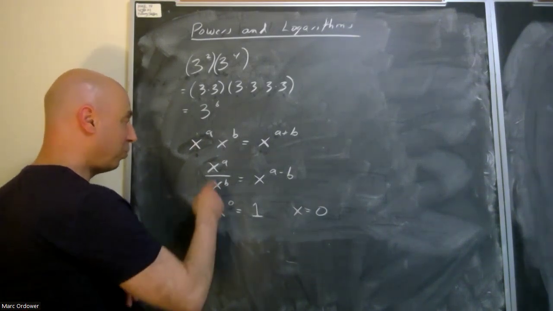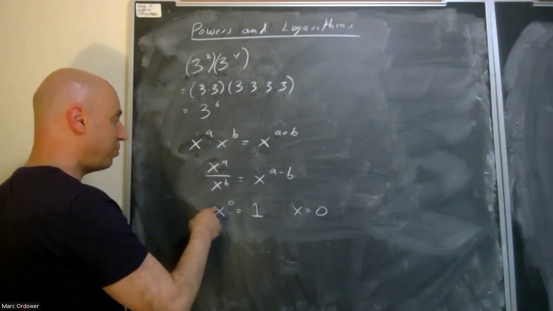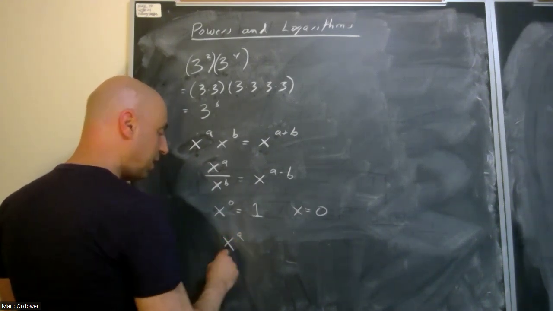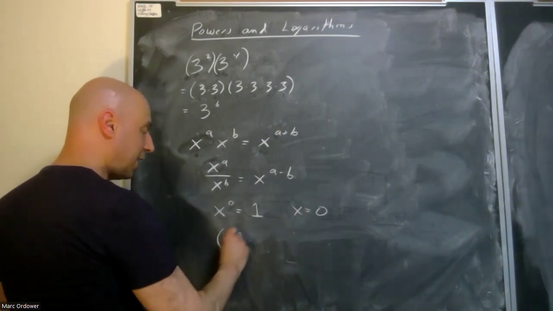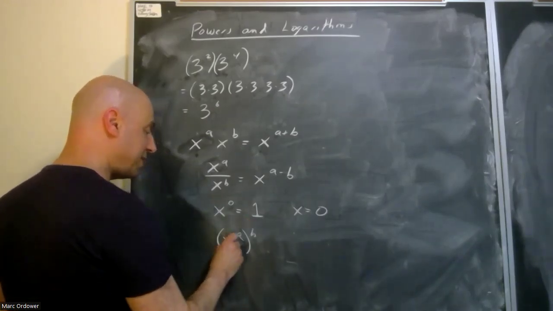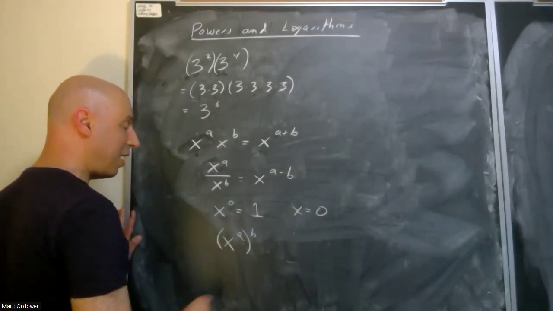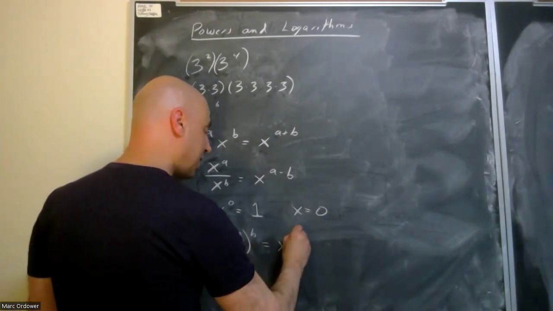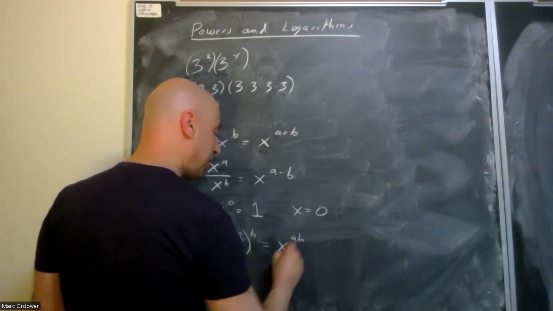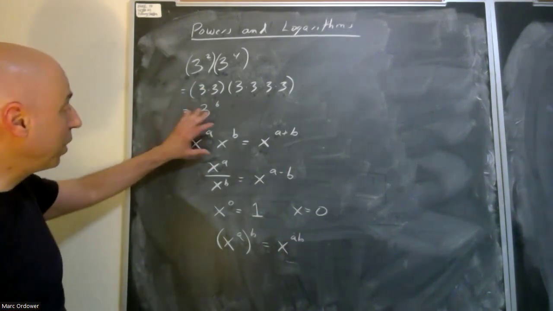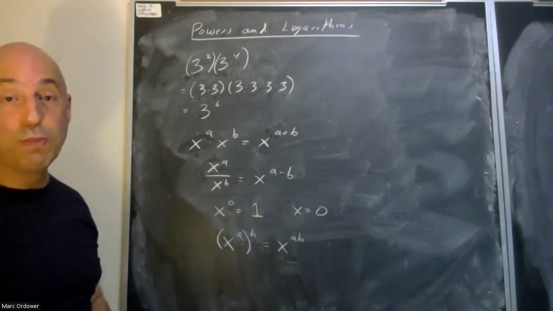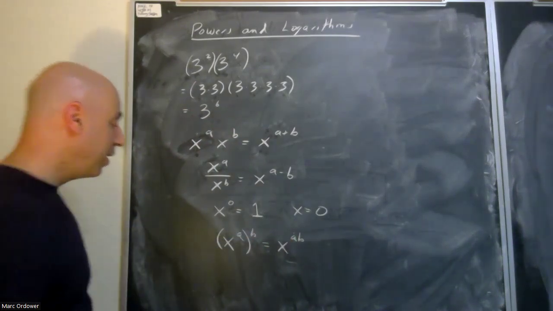So if we're thinking about rules so far, we have this one, we have this one, we have this one. If I take a power and raise it to another power, this time what you do is you multiply the exponents, x to the a times b. So when you multiply two powers, you add the exponents. When you take a power to a power, you multiply the exponents.